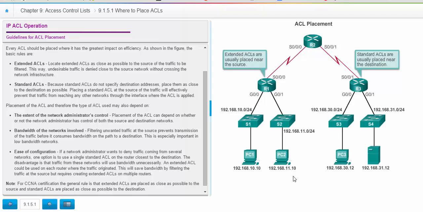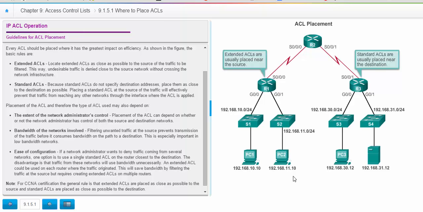Now, with your standard ACLs, because they do not specify destination addresses, we're going to place those as close to the destination as possible. Placing a standard ACL at your source of the traffic will effectively prevent the traffic from reaching any other network through the interface from that ACL. Okay, so extended ACLs are usually placed near your source. Your standard ACLs are usually placed near the destination.